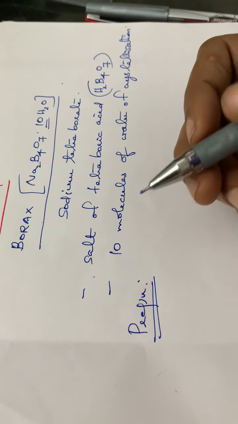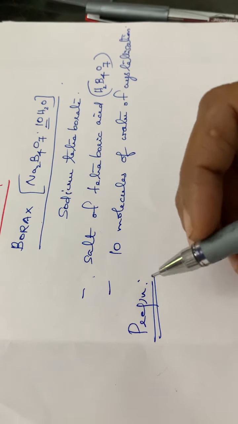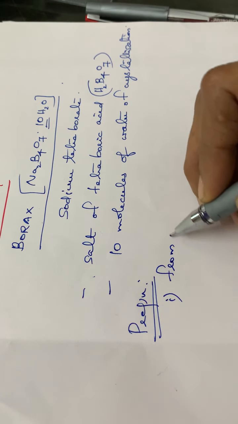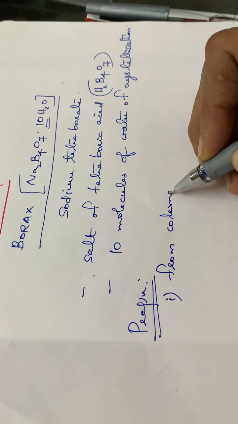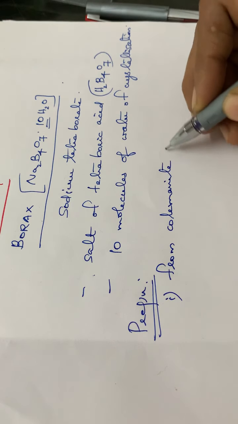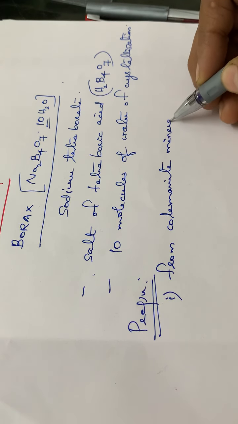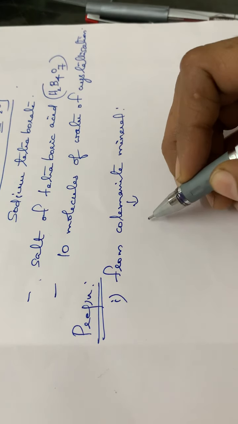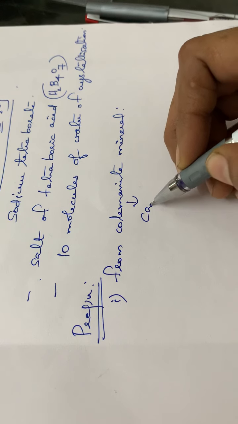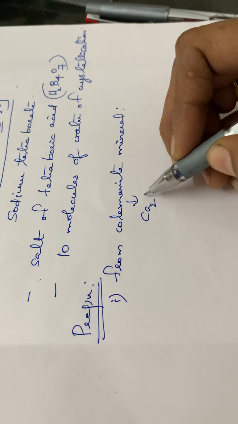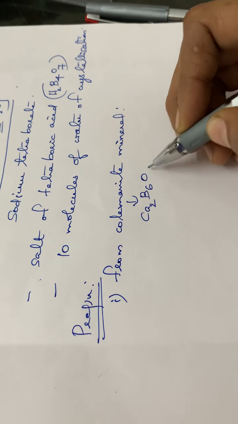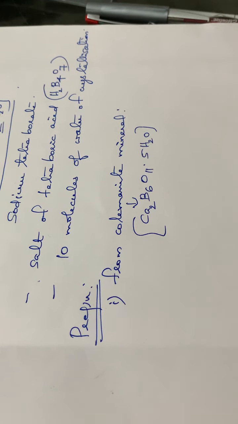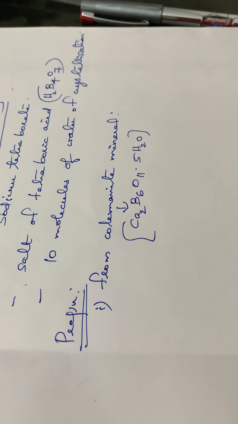Preparation. The first method of preparation is from colemanite mineral. The formula for this colemanite mineral is Ca2B6O11.5H2O. It is a calcium salt.